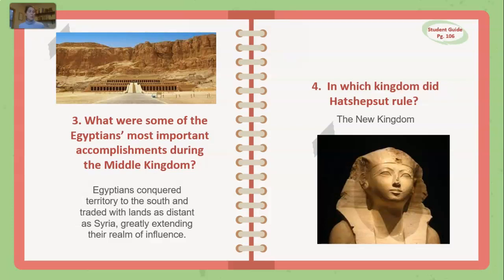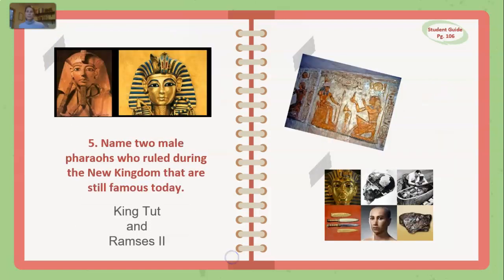And again, this is on page 106 in your student guide. And question number 5, name 2 male pharaohs who ruled during the New Kingdom that are still famous today. So King Tut and Ramses II. King Tut is probably the most famous simply because we have the most information on King Tut.